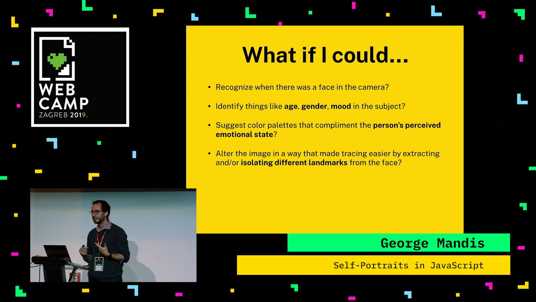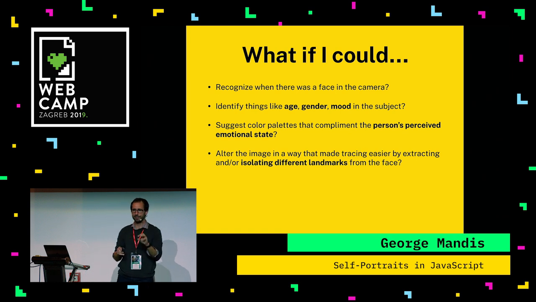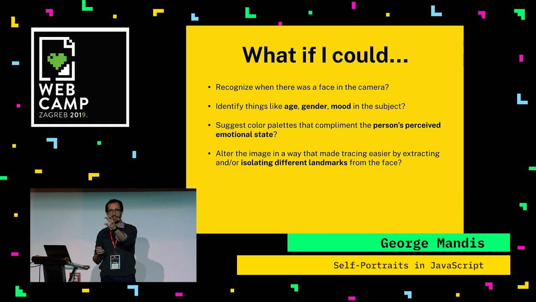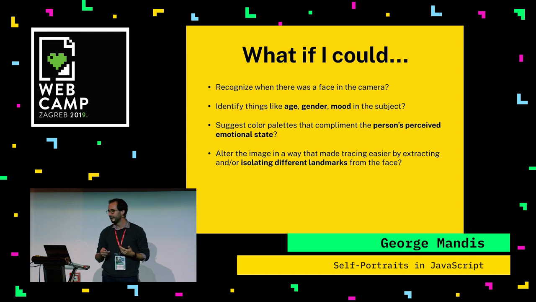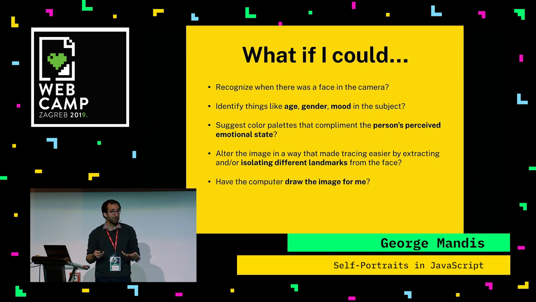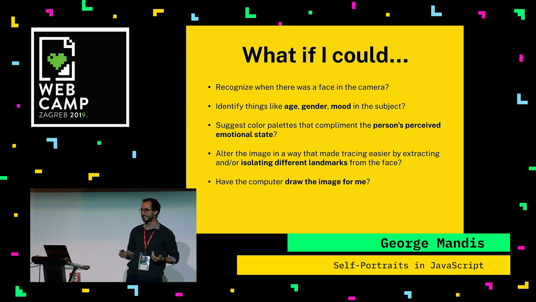Maybe I could isolate the different landmarks that are in that photo. I could find the eyes and the nose and the mouth. And because I know that those are the eyes and the nose and the mouth, I could do specific things that would make it easier to draw or render that in a particular way. Maybe I could have the computer draw it for me, right? We're programmers. We're lazy. We want the computer to do as much for us as we can in some ways.